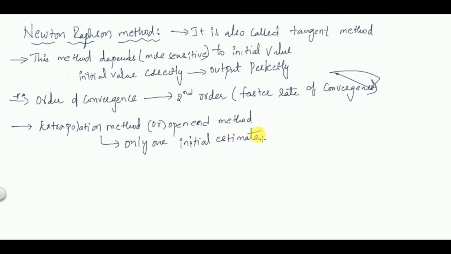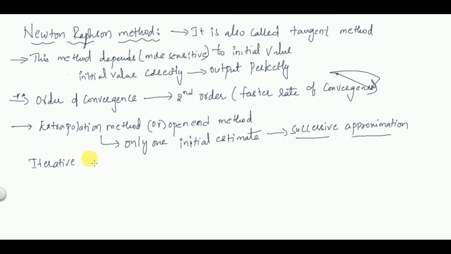So one initial estimate is considered and we are going to find the successive approximations based on the algorithm, that is algorithm of Newton Raphson method. So these successive approximations we are going to find one after the other. The initial estimate will take one value and we'll get the first approximation, second approximation, third approximation based on the formula. I'll tell you the formula now.